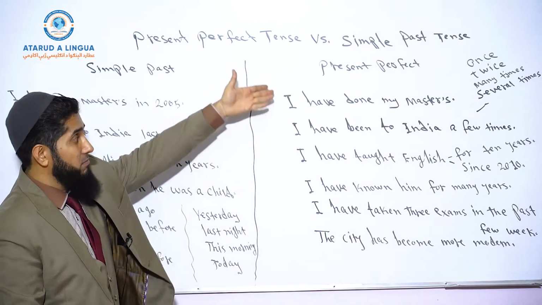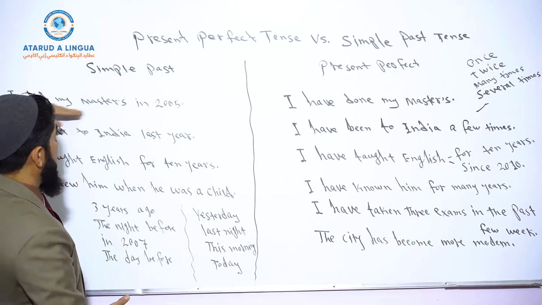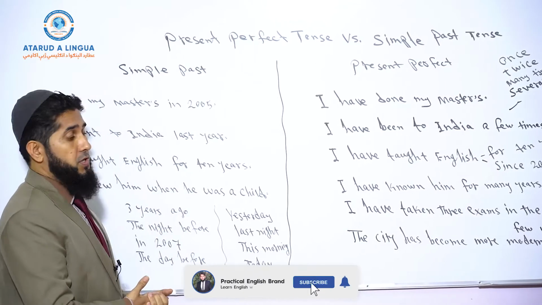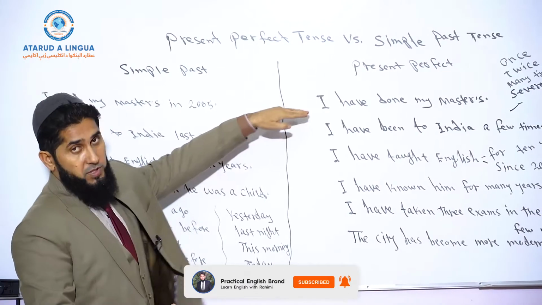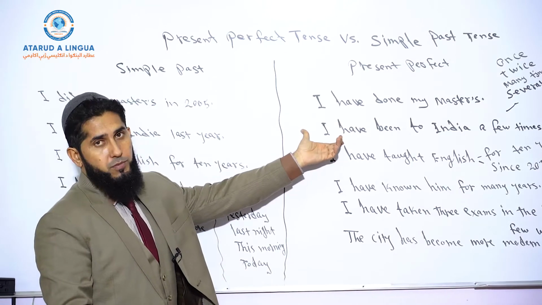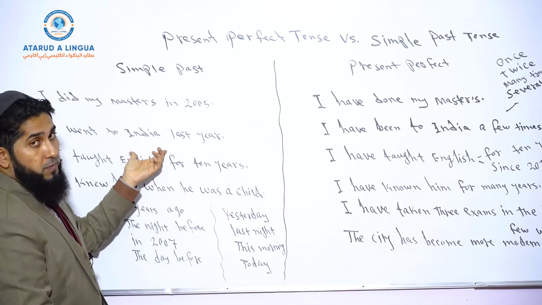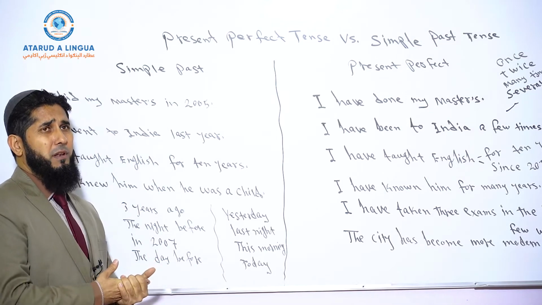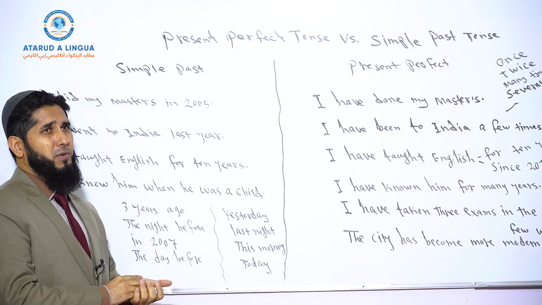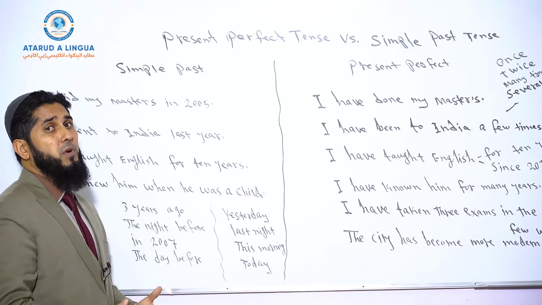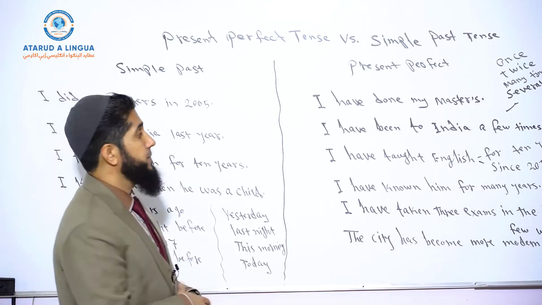Let me say, I've done my master's. Do not say, I did my master's in 2005, if the question is, what's your qualification? Try to use present perfect tense. So here, when you talk about a repeated action, try to use present perfect tense. Do not use simple past tense. Don't say, I went to India several times last year, or many times last year, or a few times. So do not use simple past tense when you talk about a repeated action in the past.